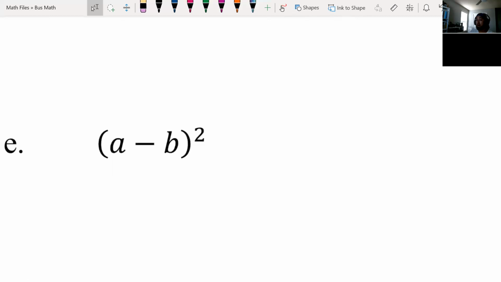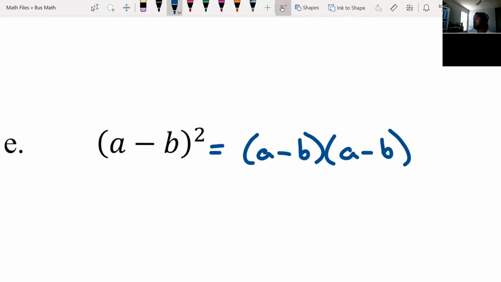All right. A minus b squared. So just like above, we must expand before we FOIL. So a minus b squared means a minus b times a minus b. So we get two a minus b's. And once again, we will now FOIL.